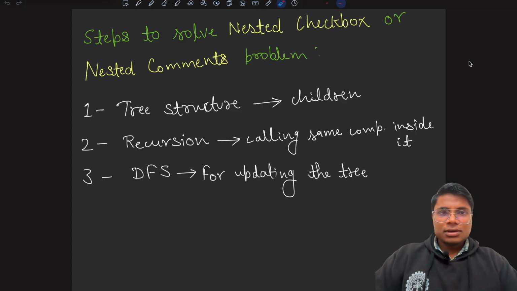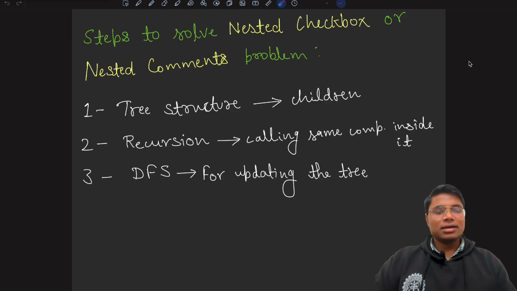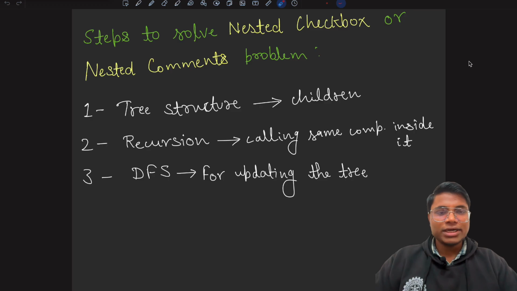Now let's see the steps for solving the nested checkbox or nested comments problem. Both problems are quite similar. In nested comments, we comment under a parent comment and then comment under that comment, so recursively we keep commenting, and also comment at the same level. Both problems are quite similar in their approach.